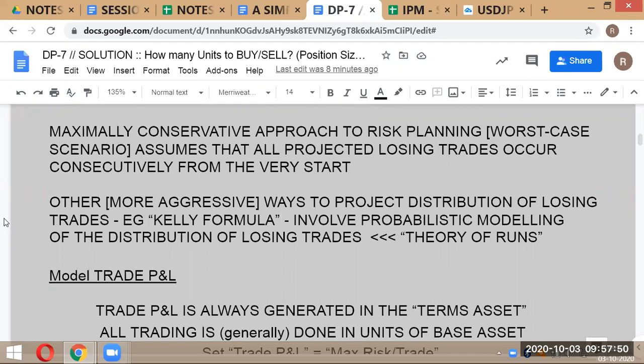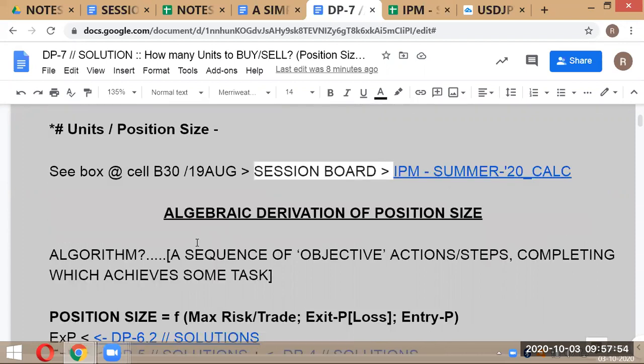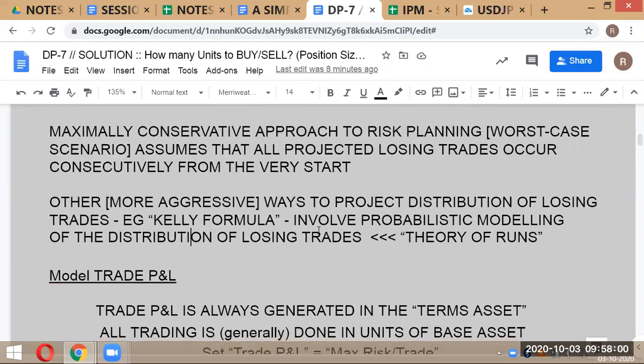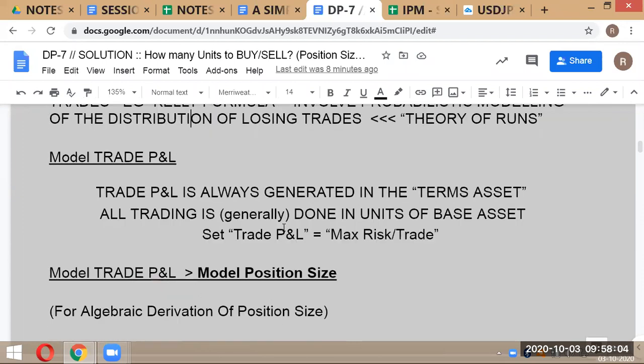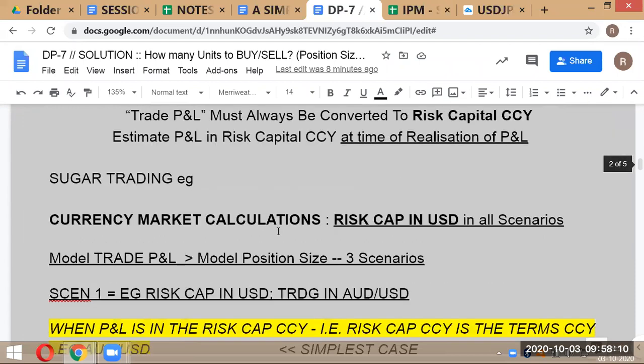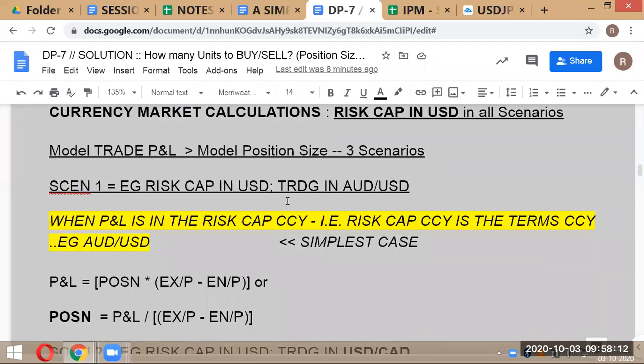Okay. So here we are. We talked a little bit about the modeling of maximum risk per trade. We talked about the Kelly formula and all that. That was in the previous session, so we don't have to go into that again. So here we are in modeling position size. We're talking about the currency market situation. So we are in this problem of DP7 and the currency market calculator.